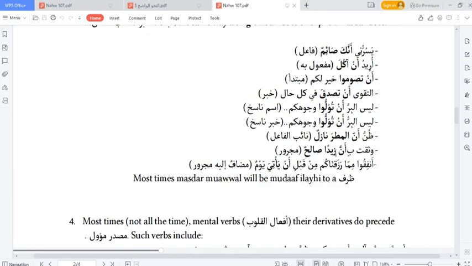Wathiqtu bi anna Zaidan salihun. I trust that Zaid is pious. So bi anna Zaidan salihun, this whole expression is masdar muawwal, and it is performing as ismu majrur because it is coming after bi. You can see various actions that the masdar has performed.